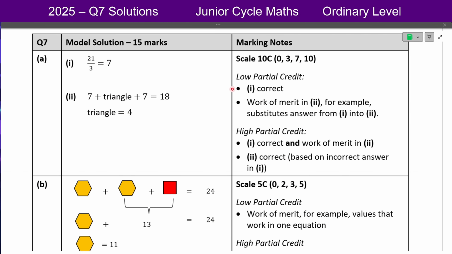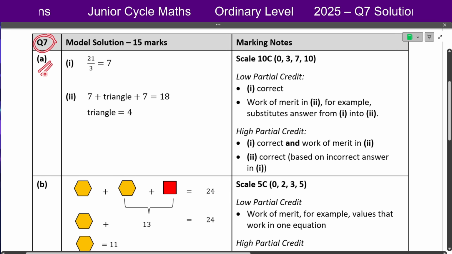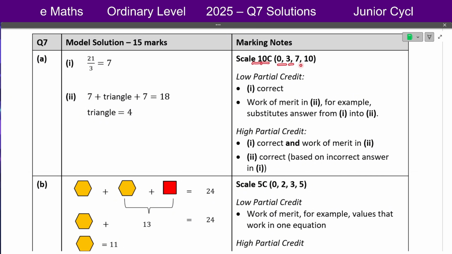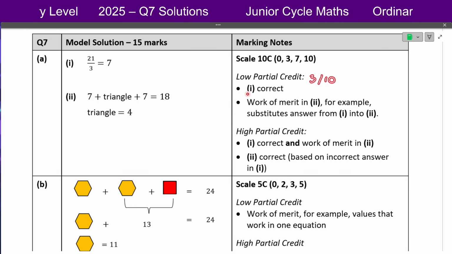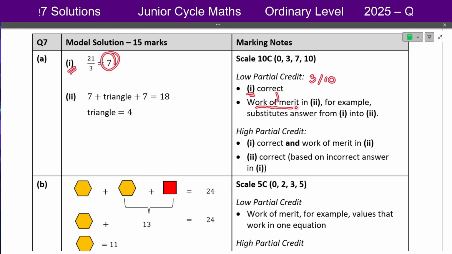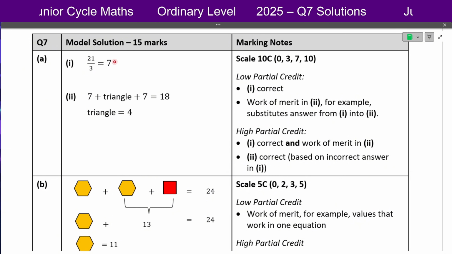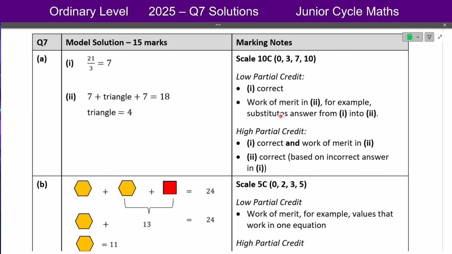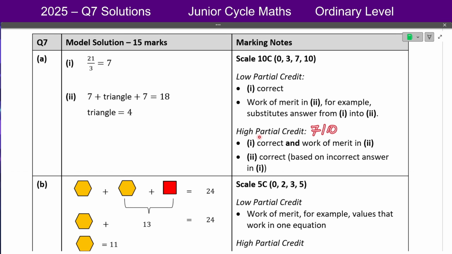And here are the marking notes of Q7. In the first part, we have a scale of 10C, meaning that we have 10 marks with 4 subcategories. We may get 3 out of 10 if we have the first part correct, or we show work of merit in the second part. For example, we substitute the value from the first part into the second part. And we may get 7 out of 10 in the case of high partial credit.